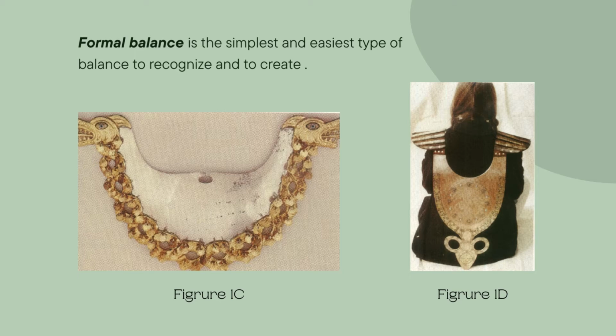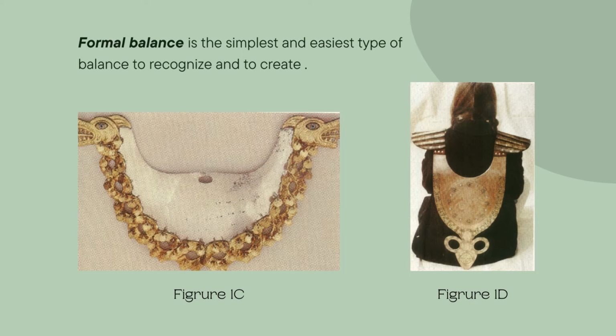So let's dive a little bit deeper into what formal balance is. Formal balance is the simplest and easiest type of balance to recognize and to create, as you can see here on figures 1C, 1D, and 1E on the next slide. So, after you find the axis, all you have to do is match objects on each side and place them equally distant from the center.